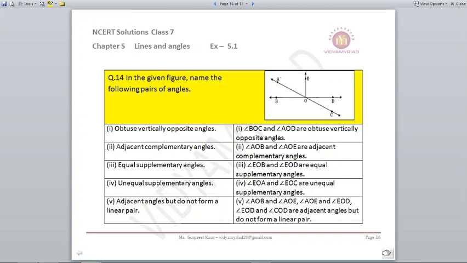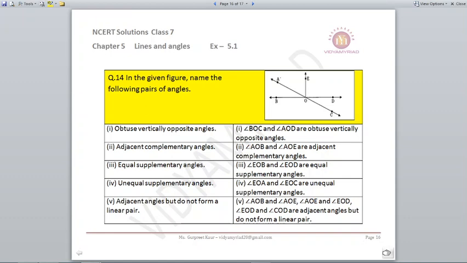We want now unequal supplementary angles. So EOA plus angle EOC, if we look, then they are forming unequal supplementary angles. Equal would mean 90, 90, 180. Unequal means it can form anything but it should lie on a straight line.